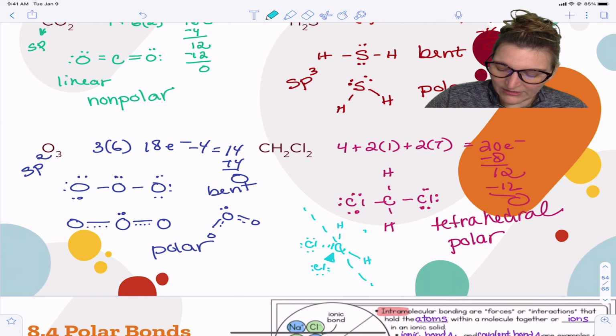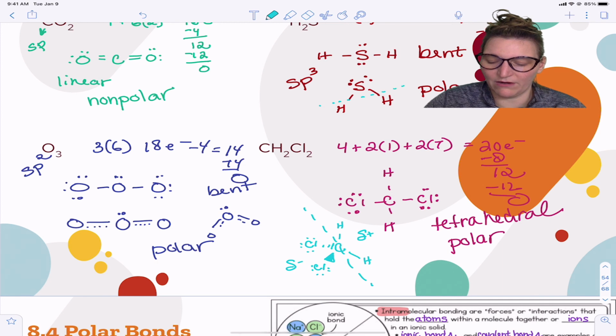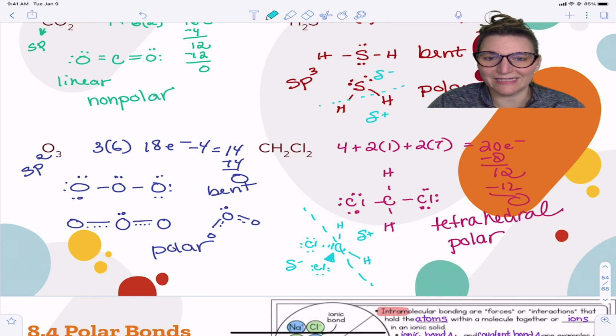Yeah, the hydrogen side would be the partially positive side, and the chlorine side would be the partially negative side. If I'm looking at this molecule up here, dihydrogen monoxide, the side with all of the electrons is the delta negative side.